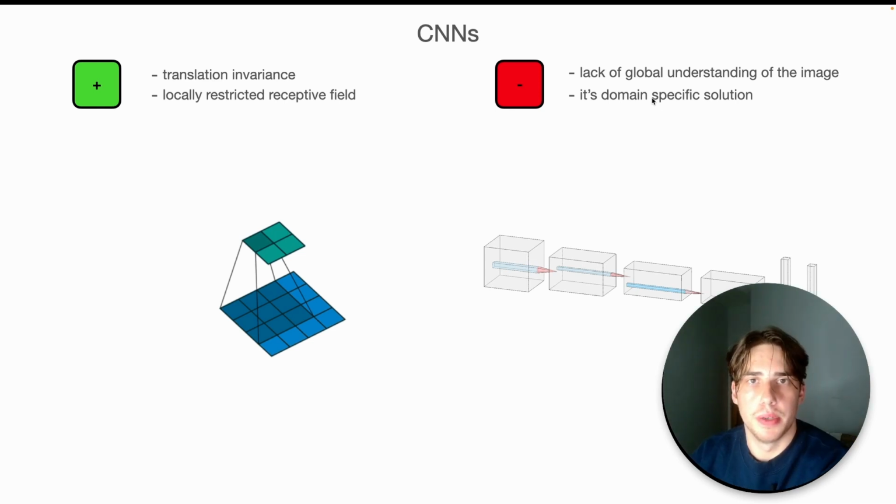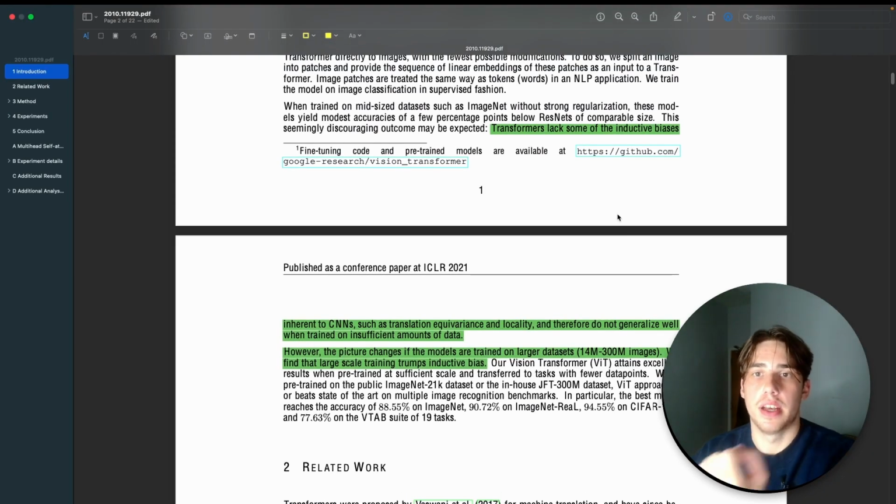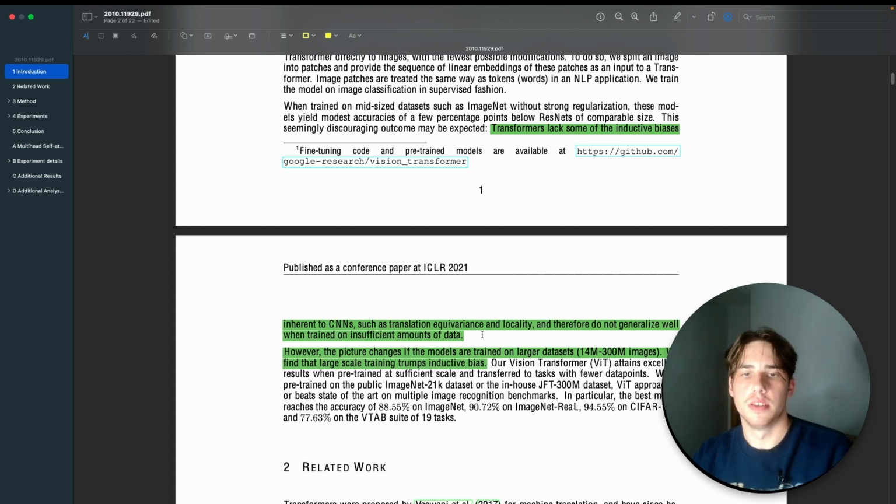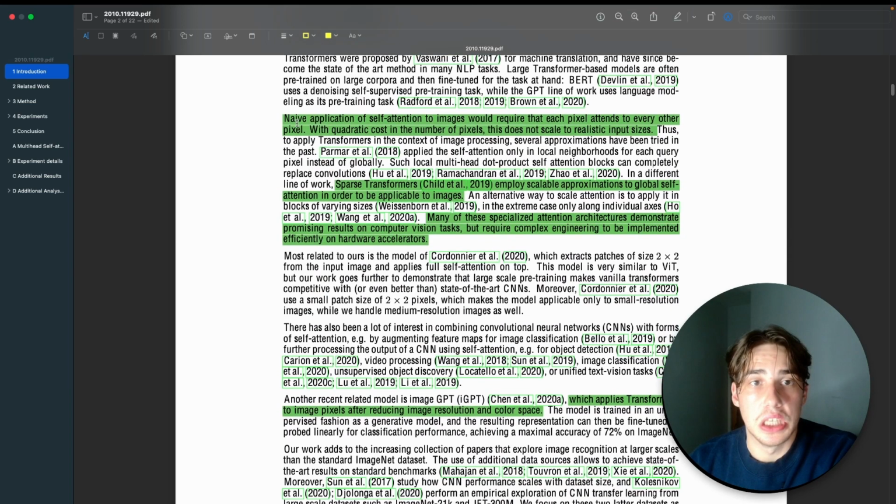Coming back to the paper, we see that transformers lack some of the inductive biases inherent to CNNs, such as translation equivariance and locality, and therefore do not generalize well when trained on an insufficient amount of data. So we know the transformer needs to learn all of this from scratch. As you can see, the naive application of self-attention to images would require each pixel to attend to every other pixel. But with quadratic cost in the number of pixels, this does not scale to realistic input sizes.